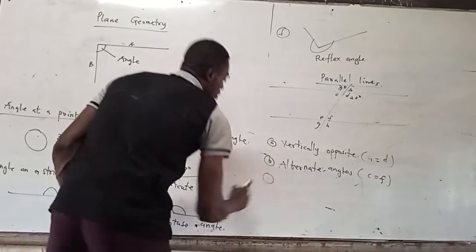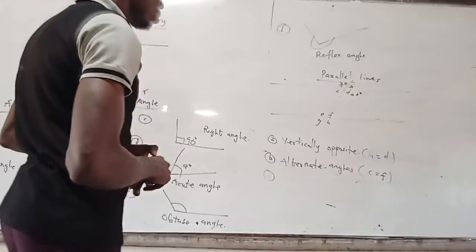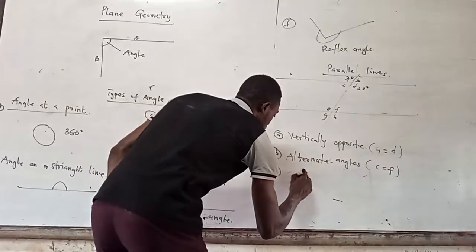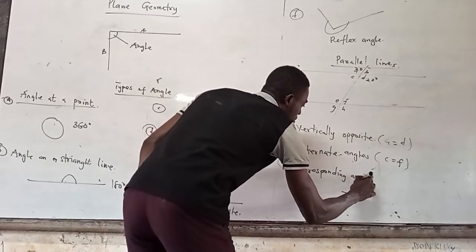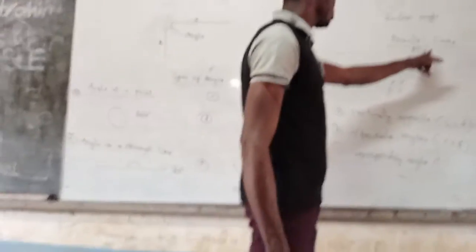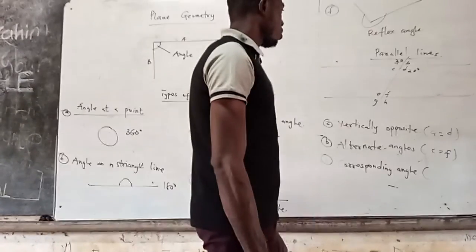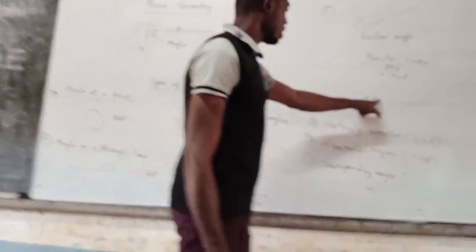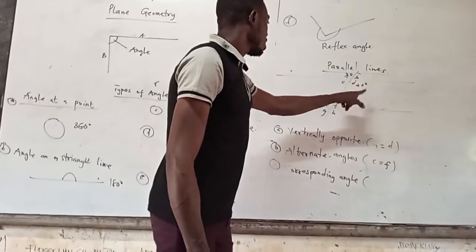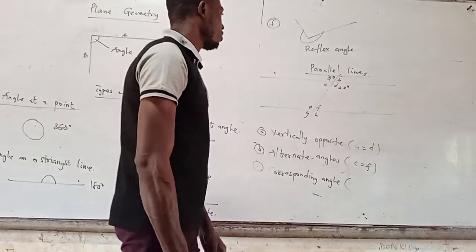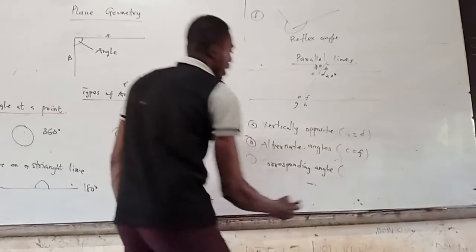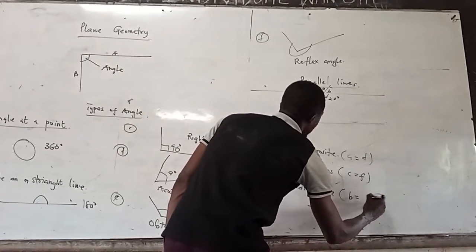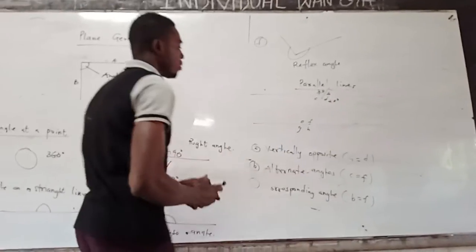Let's go to the next one. Another that we know is corresponding angles. When we talk about corresponding, we are talking about, for example, B and F. They are corresponding. If this one is equal to this, it means that B should be equal to F, because these are even vertically opposite. So B can also be equal to the angle F.